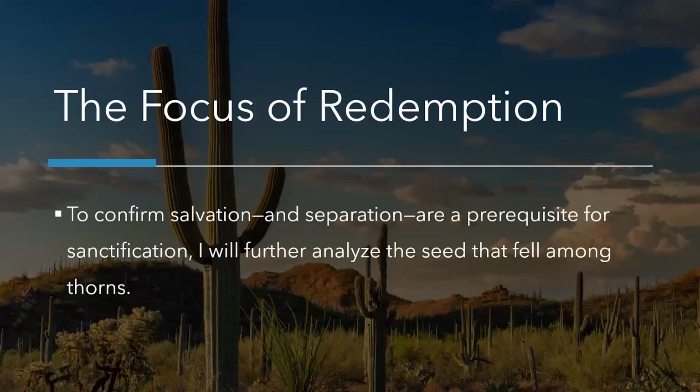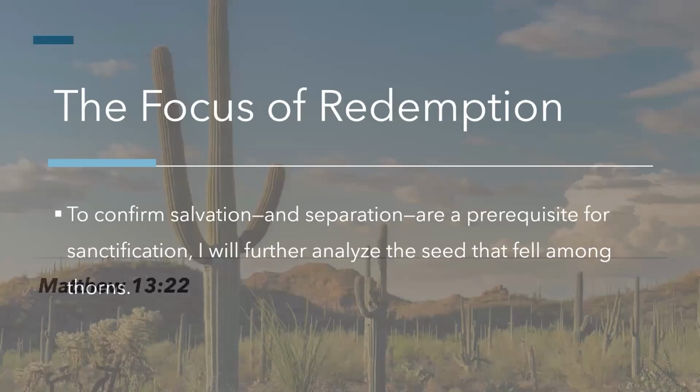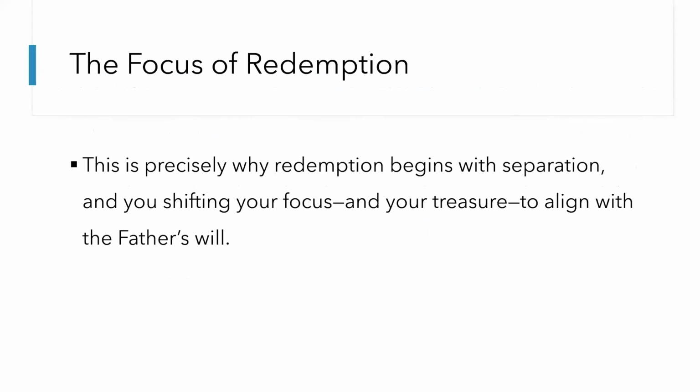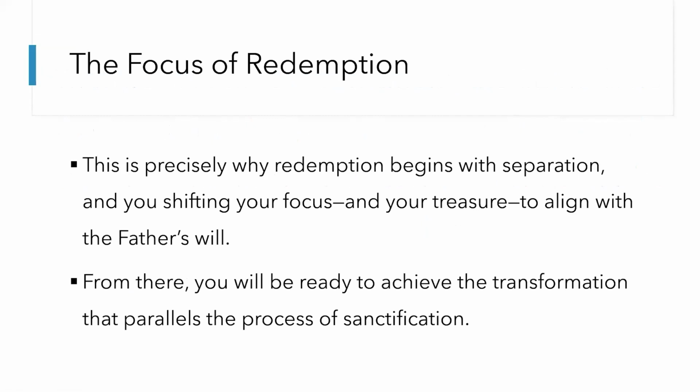Now, to confirm salvation and separation are a prerequisite for sanctification, I'll further analyze the seed that fell among thorns. Matthew 13:22 reads, "That, i.e., the seed sown among the thorns, is he who hears the word, and the cares of this world and the deceit of riches choke the word, and it becomes fruitless." This is precisely why redemption begins with separation, and you shifting your focus and your treasure to align with the Father's will. From there, you'll be ready to achieve the transformation that parallels the process of sanctification.